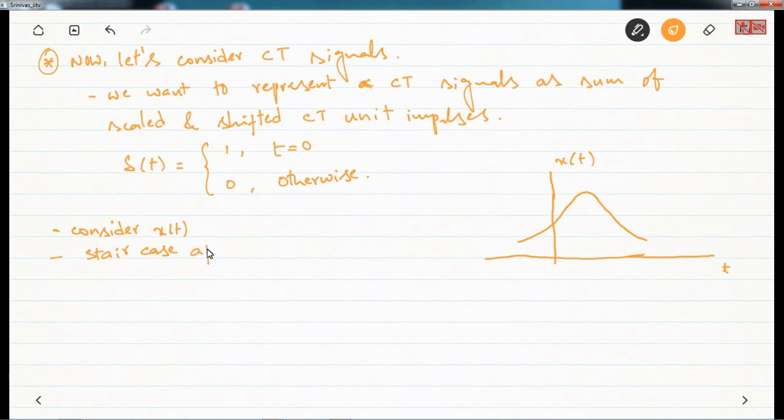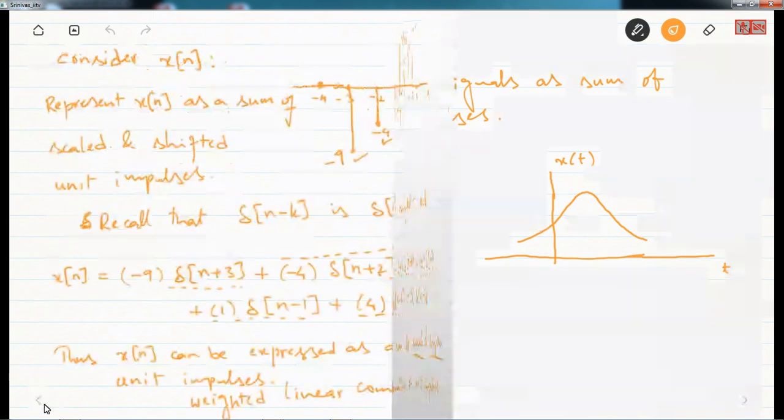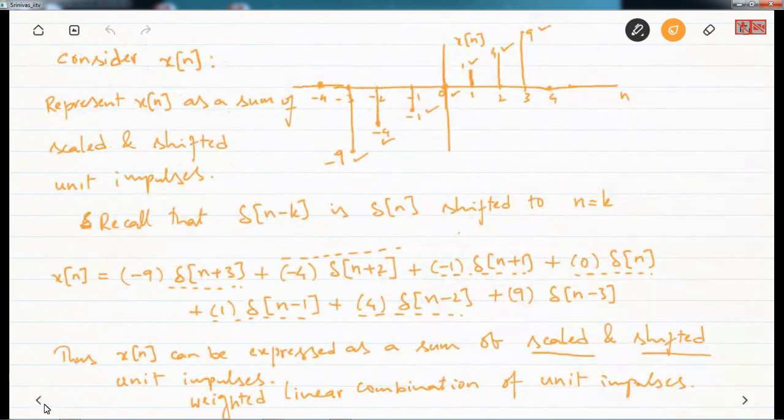Let's construct the staircase approximation. Sorry, I just need to go back and write one equation here. So this x of n, I can write this as the sum of x of k delta of n minus k, k equal to minus infinity to plus infinity.